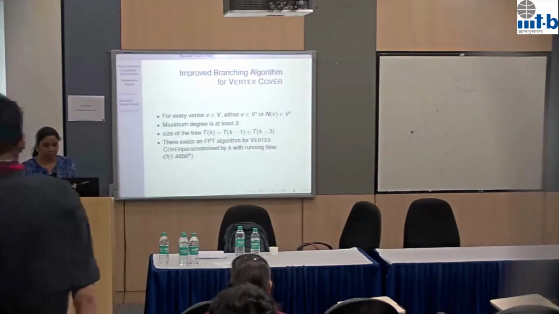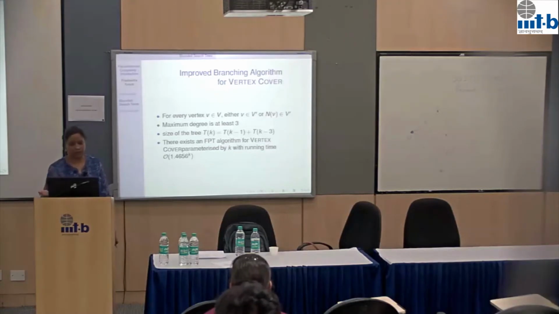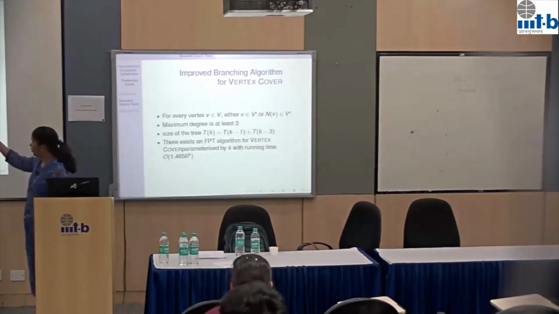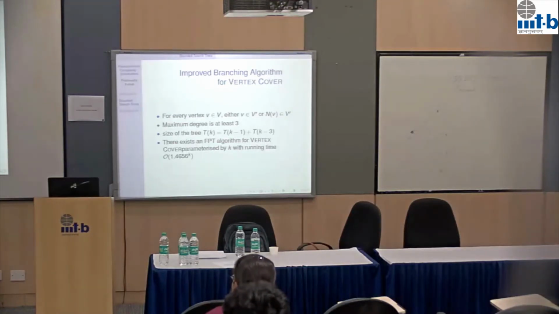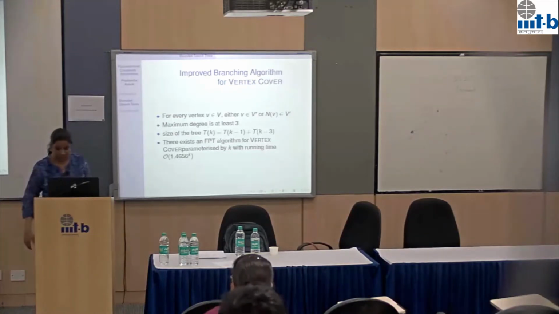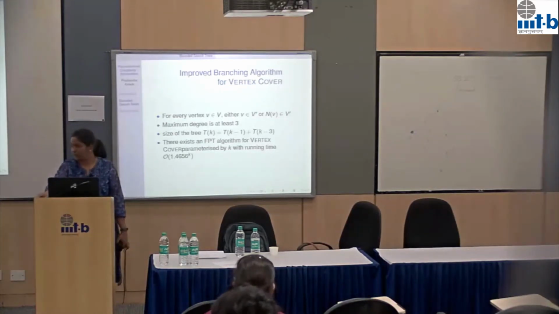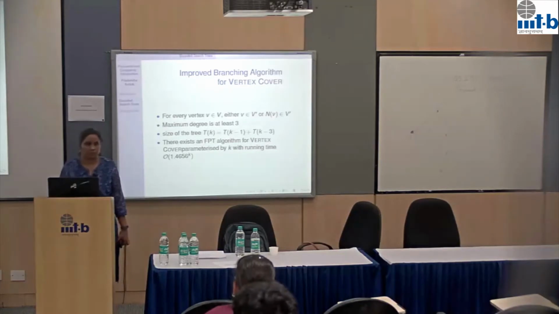Obviously you can ask, why did we stop at 3? Why did we not try to find a vertex with degree at least 4? Then we would have got T of K minus 1 plus T of K minus 4. We cannot do it because vertex cover on graphs with degree bounded by 3 is not polynomial time, it's NP-hard. So by this approach, this is the best we can get.